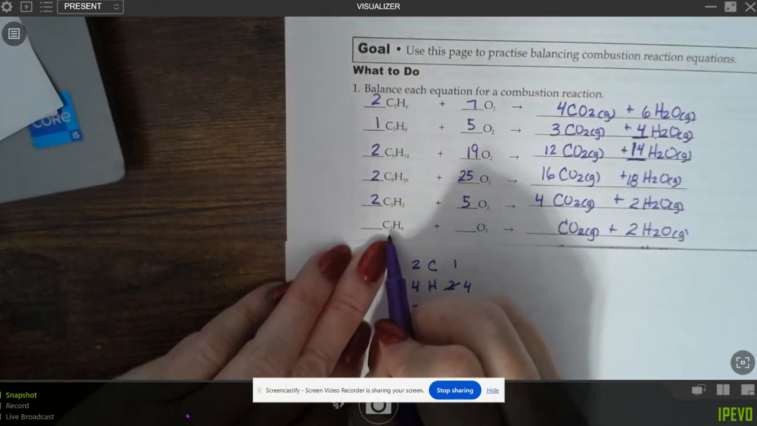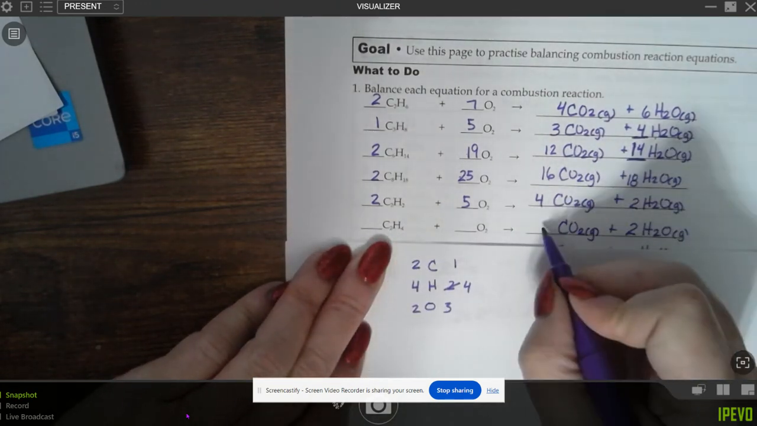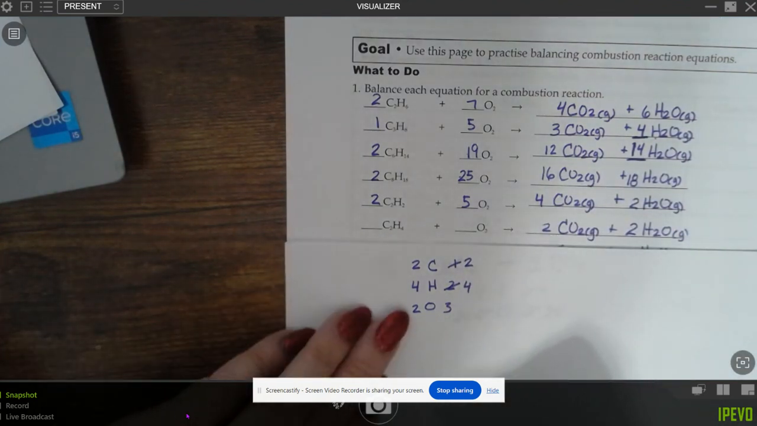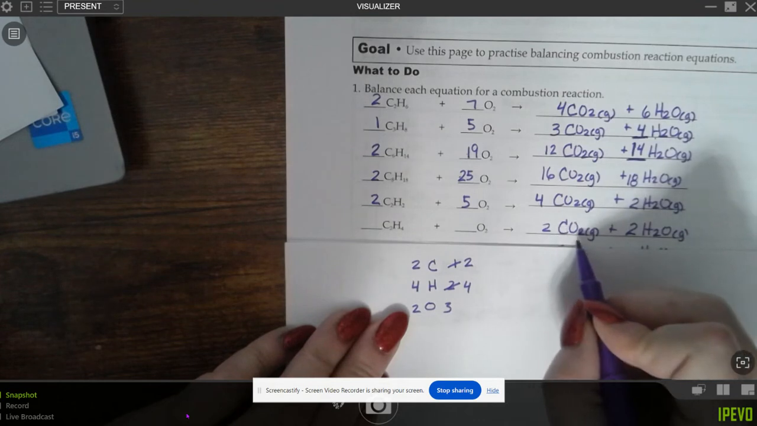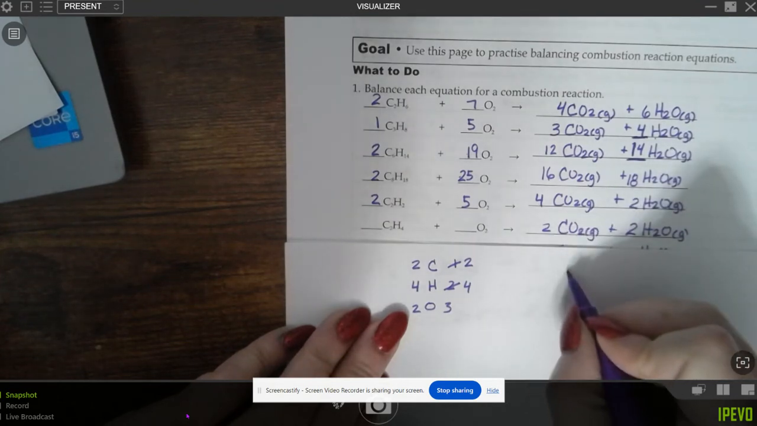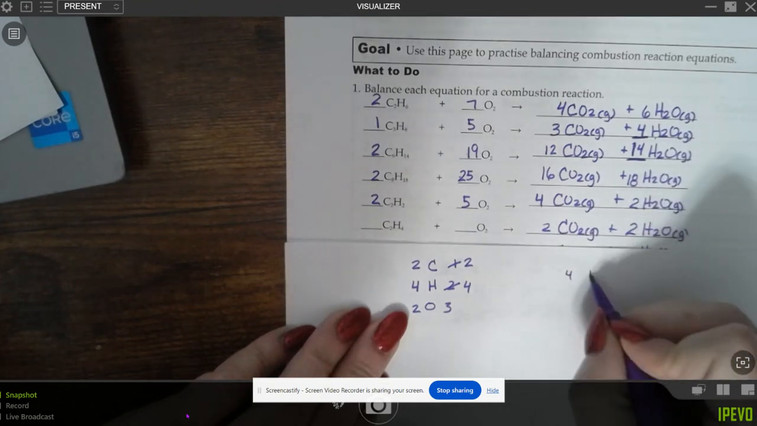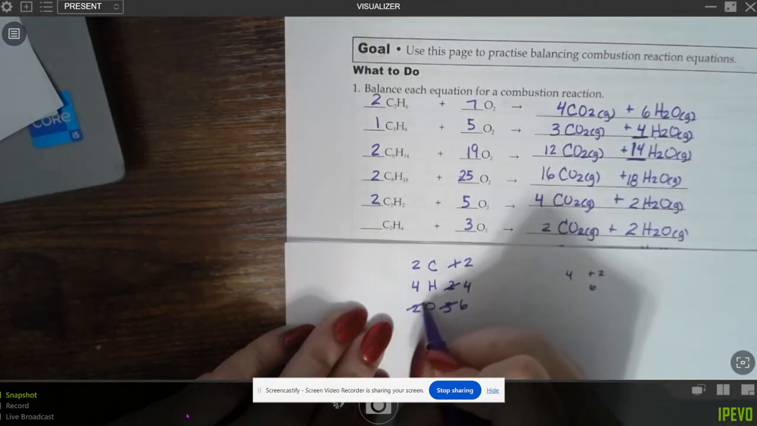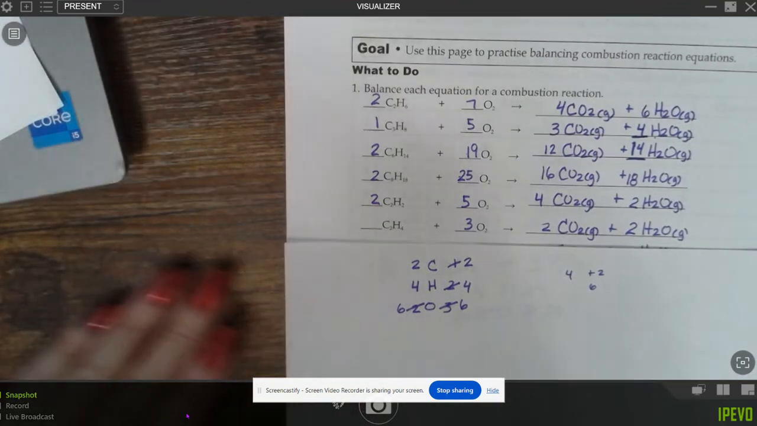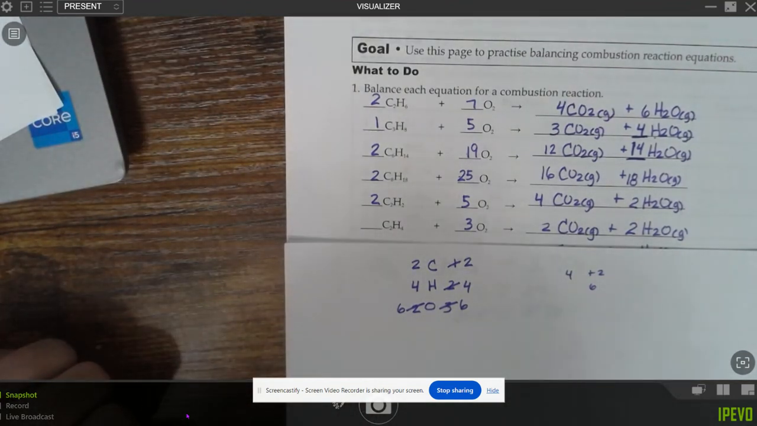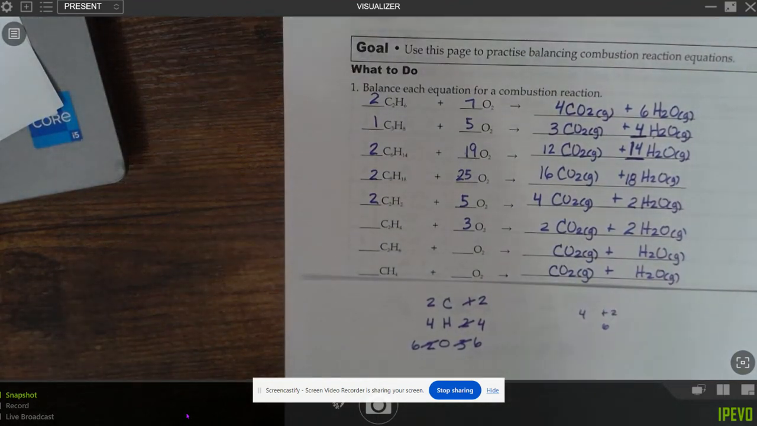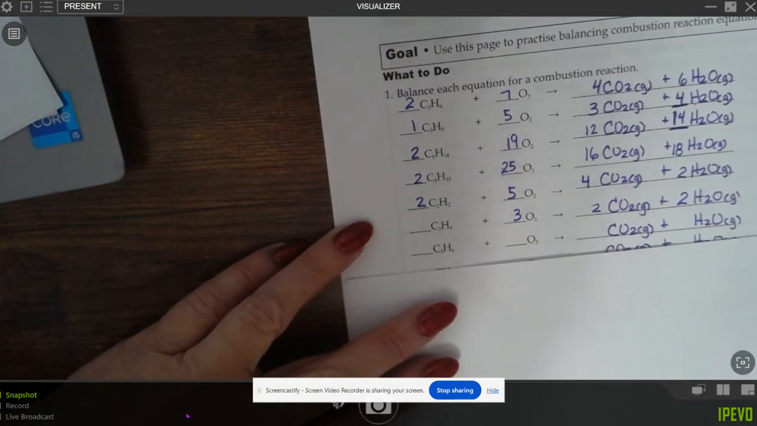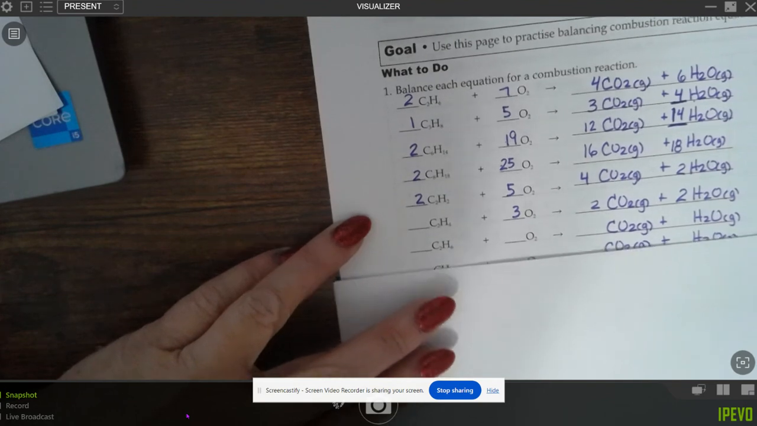Over here I have 2 carbon. So I'm going to put a 2 in front of CO2, and that'll give me 2 carbon. Okay. Now I have oxygen. So I've got 2 times 2, 4 oxygen plus 2 oxygen is 6. So a 3 right there. That was nice and easy. It's nice when you have some shorter ones. Oh, but that only lasted for a minute.